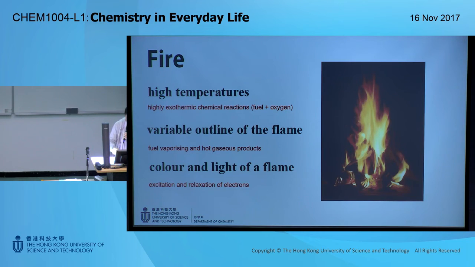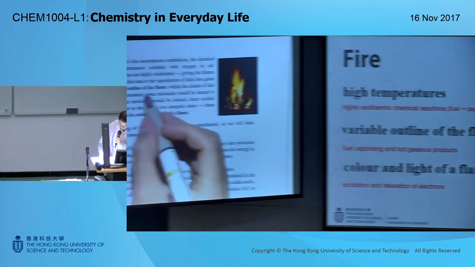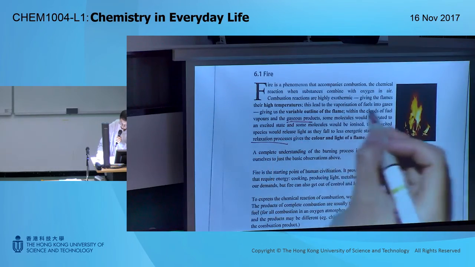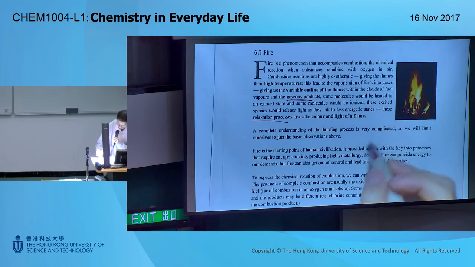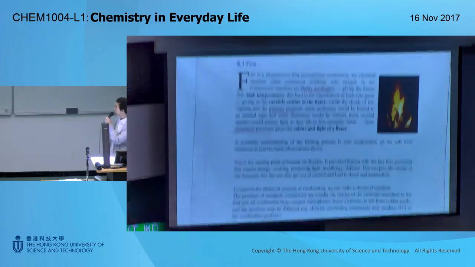These are already in the notes here. You can find them here. For example, the color and light comes from the relaxation process of the electrons. And then we also have the variable outlines, mostly gaseous products, and also the high temperatures because of the exothermic reactions. So the reasons are in the notes.